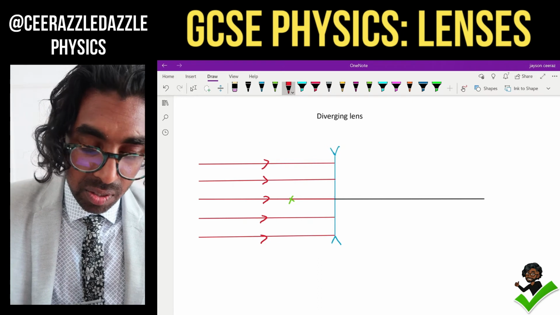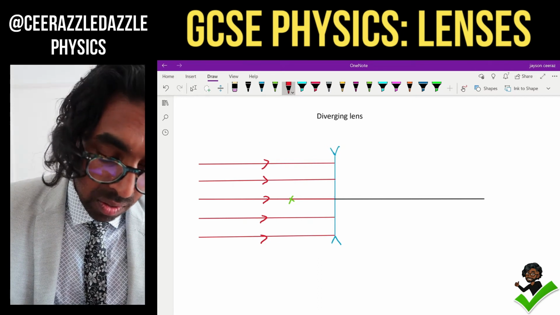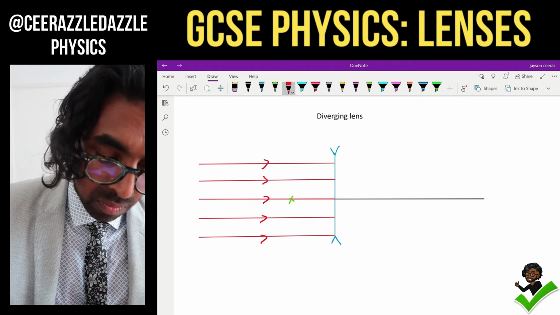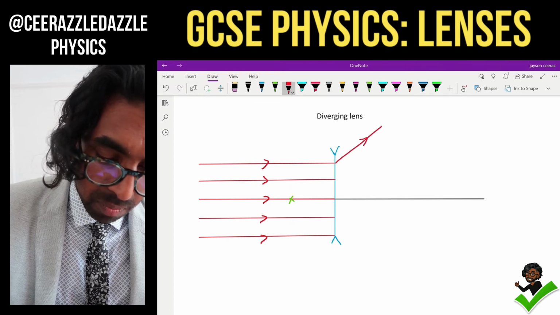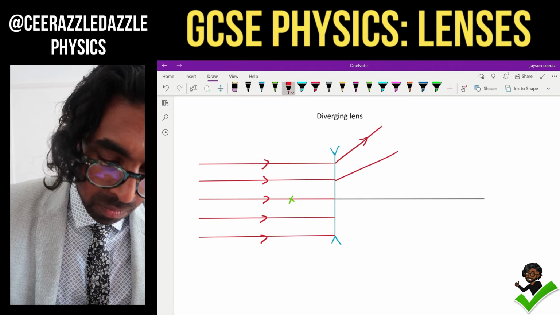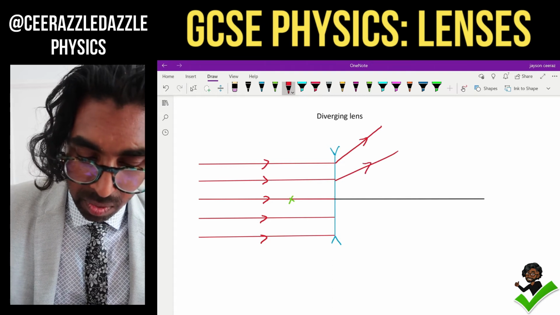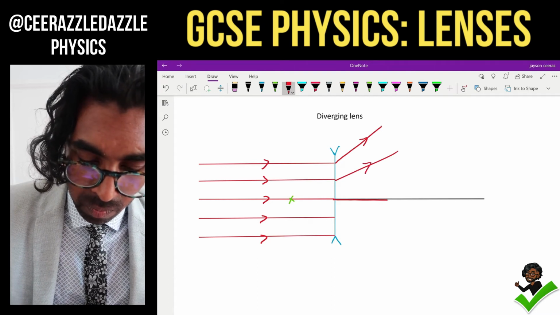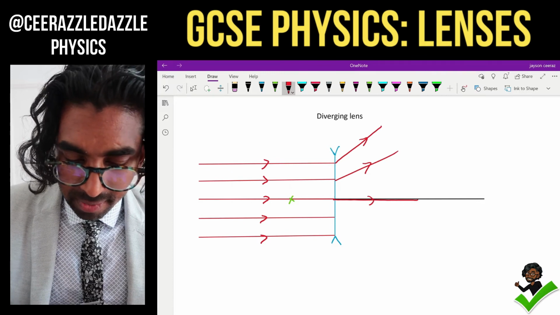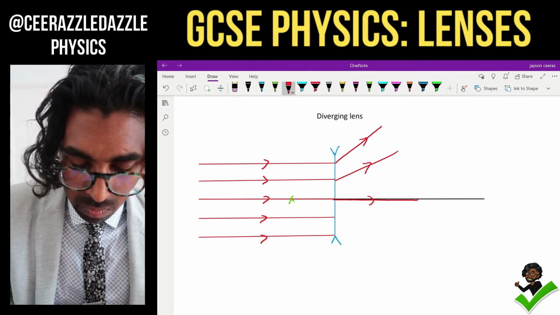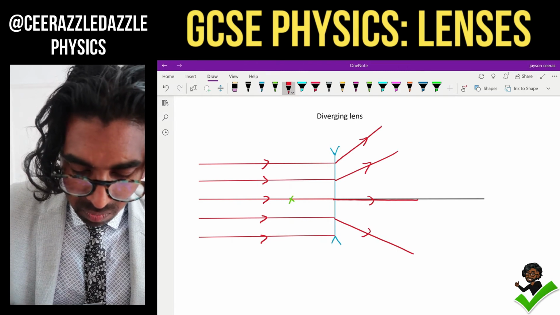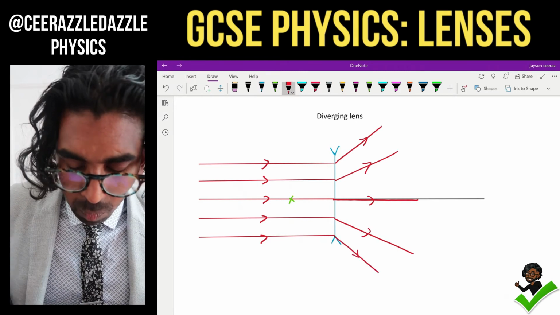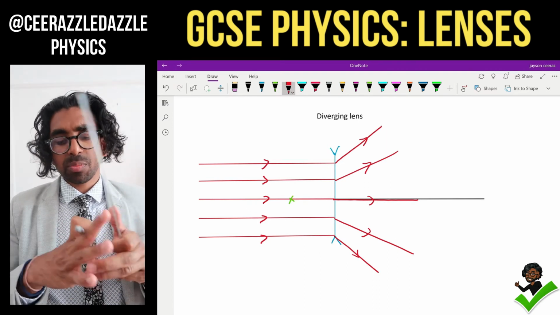First ray of light, it's going to go like this. So the top one. There we go. The other one. There. The middle one. There. The next one. There. And the last one. There. Right, what do you notice about all those rays of light?